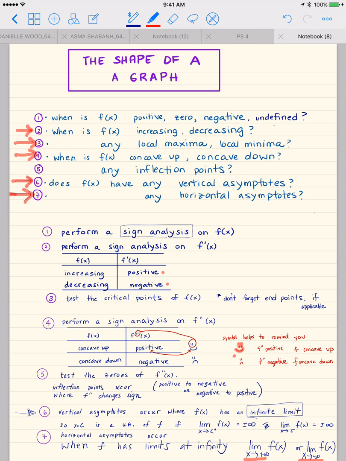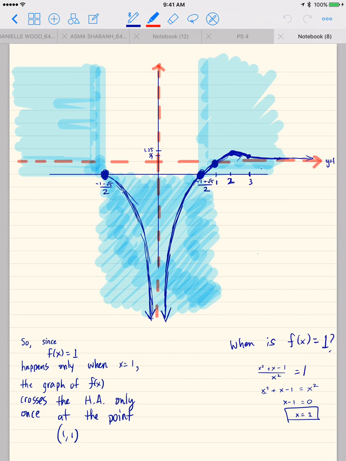So when is it concave up? When is it concave down? Any inflection points, we found those. When is f positive, 0, negative, undefined? That was kind of the first thing we did. We did a sign analysis. And let's put it all together. So we've got an inflection point at 3. We've got a local max at 2.